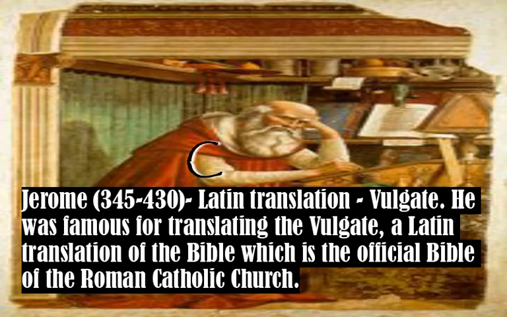Another key leader was Jerome, 345 to 430 AD. What he did was translate the Old and New Testament into Latin, called the Vulgate. He was famous for translating this Vulgate, a Latin translation of the Bible, which is the official Bible of the Roman Catholic Church.